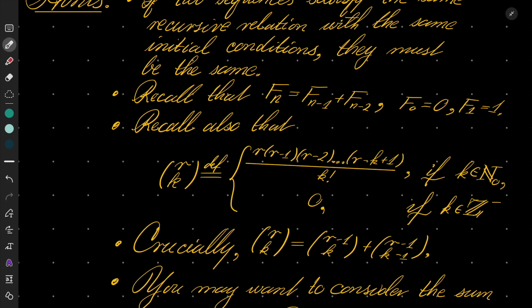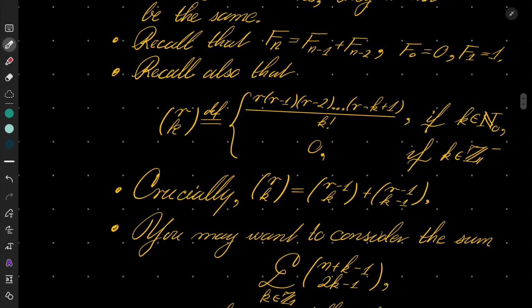And crucially, this property will be used many times in my reasoning. r choose k equals (r - 1) choose k plus (r - 1) choose (k - 1), and that works for every integer k and for every real number r.